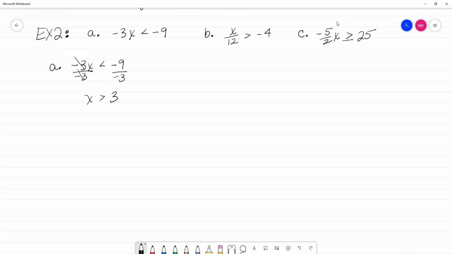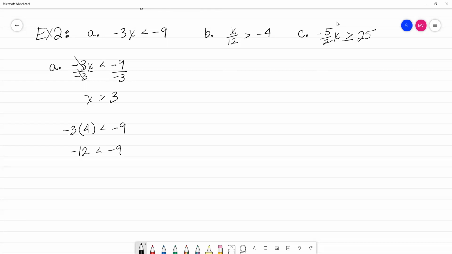So let's check our answer. Now, when you check your answer, go back to your original problem. So what's a number greater than 3? Let's just go with 4, right? So negative 3, plug in 4 for a value of x is less than negative 9. Well, what's negative 3 times 4? Negative 12. Is that less than negative 9? So we're good, right?